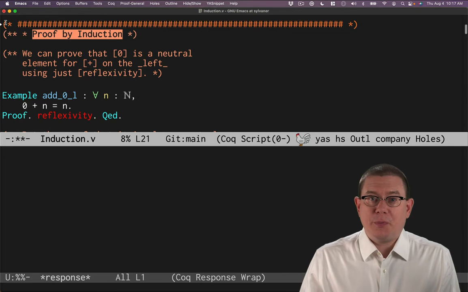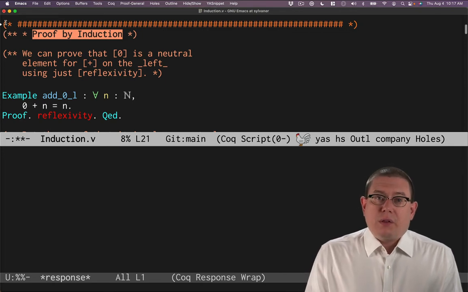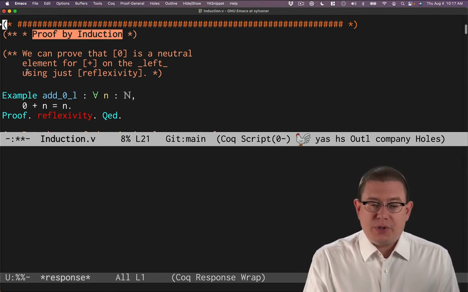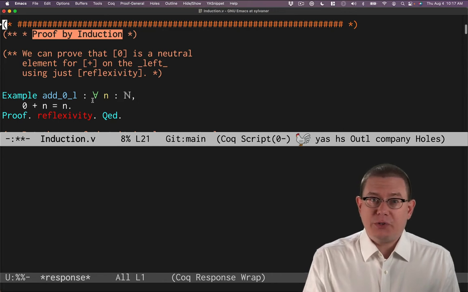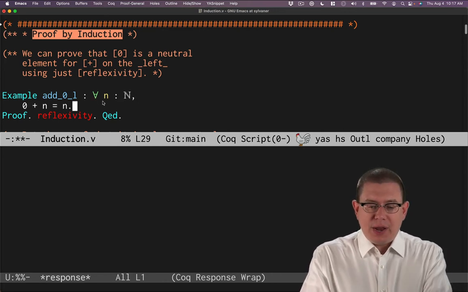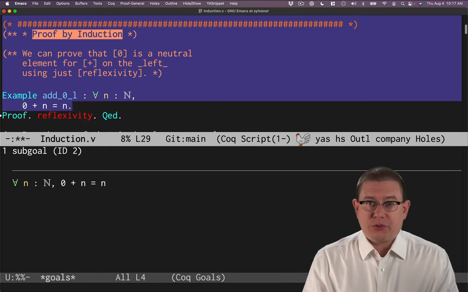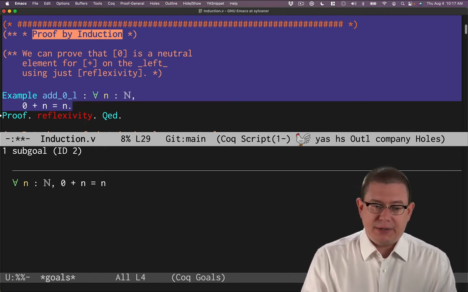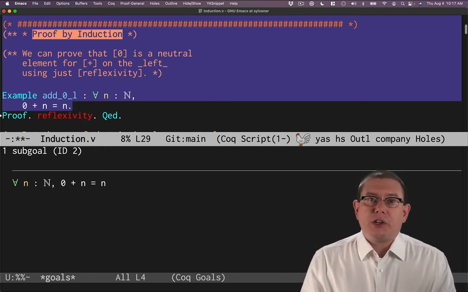Let's do our first proof by induction. Let's work with addition and the natural numbers, and we'll just try to add zero to a natural number. Now, if you try to add zero on the left-hand side of a natural number, it doesn't matter what it is, call it n. Actually, we don't even need induction for that.